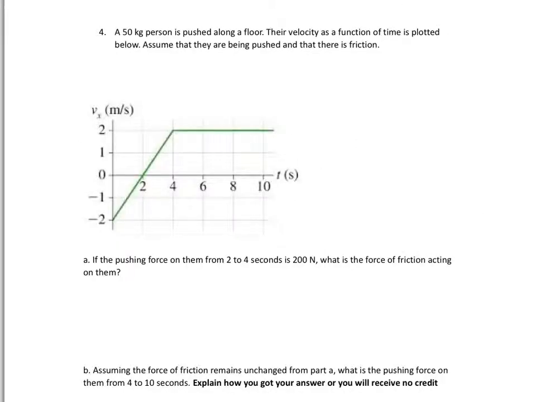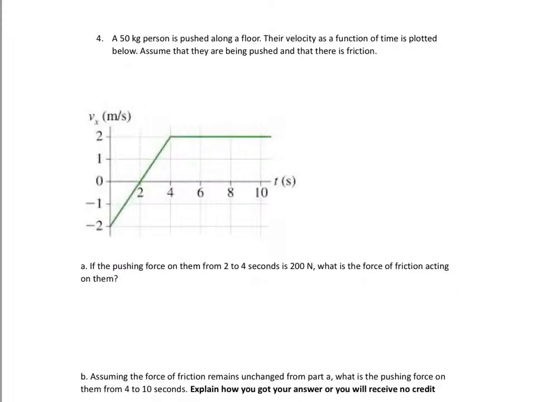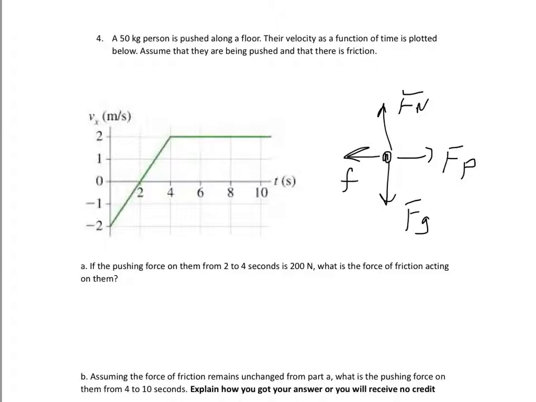Alright, let's go ahead. We've got this 50 kilogram person pushed along a floor. Here's the velocity plotted as a function of time. And we're going to assume that there's friction. So let's draw a free body diagram here. So we're going to have a normal force. We're going to have a pushing force. By the way, just so you know, if you get the PDF file of these solutions, they're actually typed and drawn, so it doesn't look this atrocious.